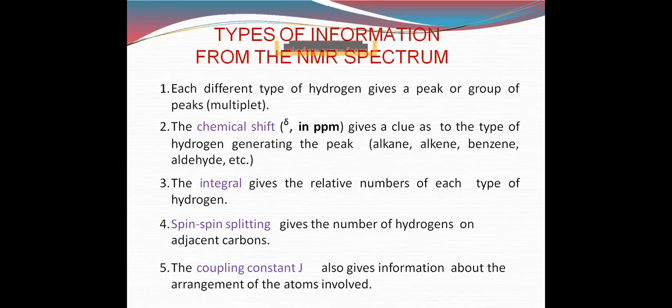Third point: the integral gives the relative number of each type of hydrogen. I have told you that each type of hydrogen will give a different absorption peak. Another thing is the spin splitting. What is the meaning of that? We will discuss it later on. It gives the number of hydrogens on the adjacent carbon.